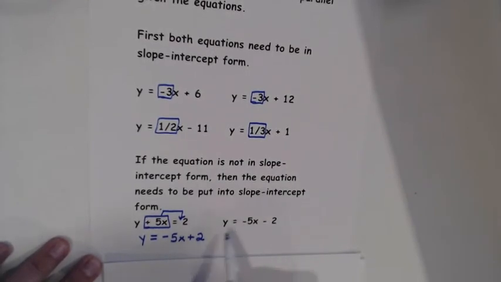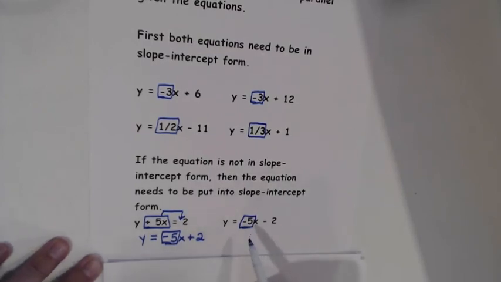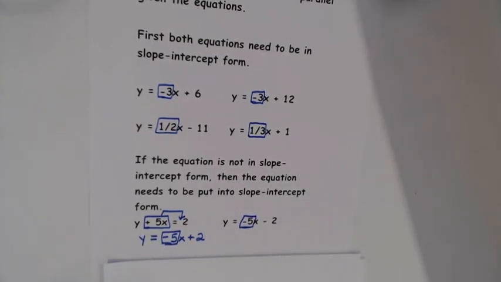Now I need to compare these two. The slope on this one, -5x. The slope on this one, -5x. The slopes are the same. These two lines are parallel. For lines to be parallel, they have to have the same slope, and these equations have to be in the correct order, in slope-intercept form.